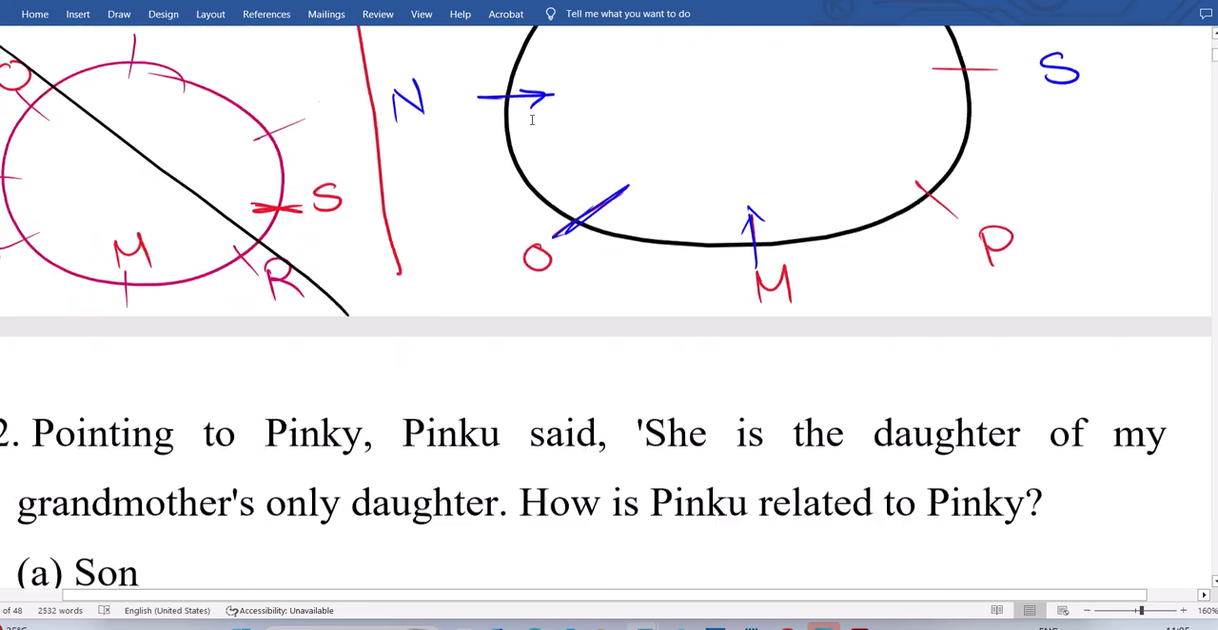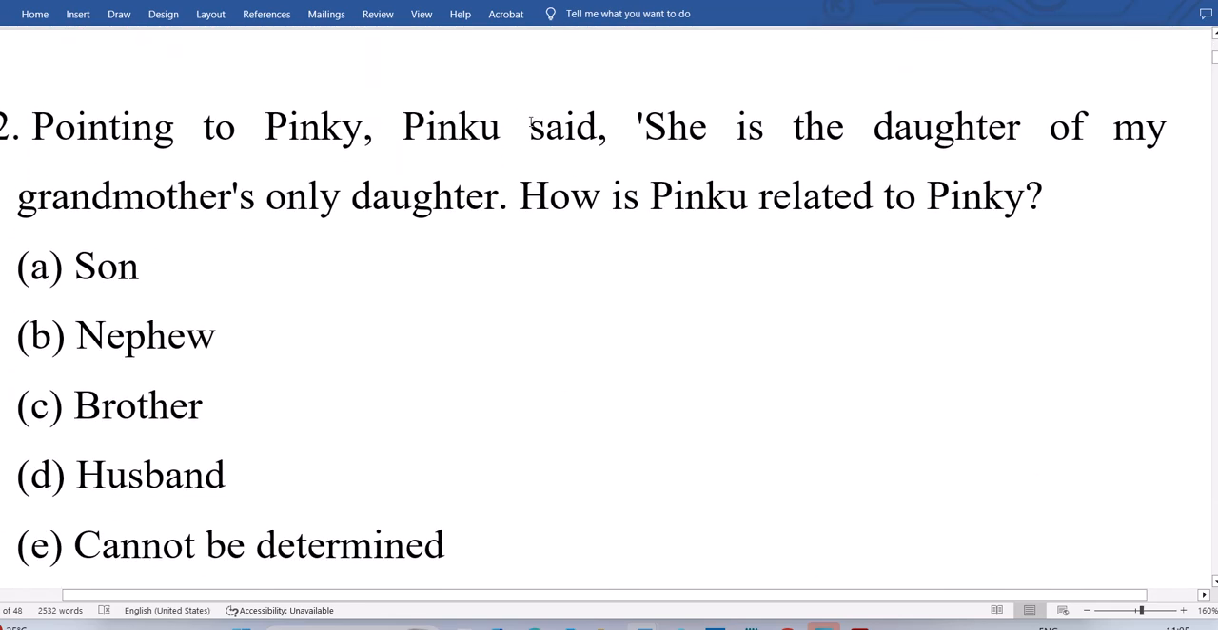Now see the second question. Blood relations, please try this.